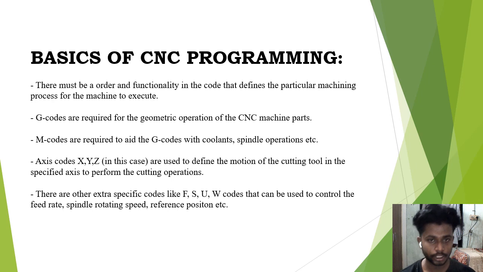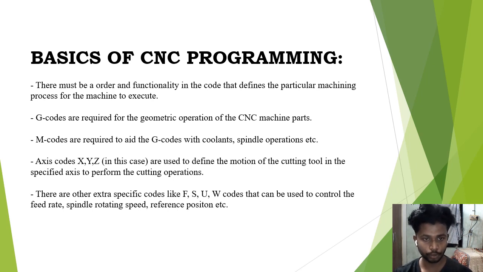Now let us see the basics of CNC programming. There must be order and functionality in the code that defines the particular machining process for the machine to execute. Yes, obviously. When writing a G and M code and incorporating it into the NC unit, there must be order maintained so that the machining process is done without any error or trouble. So the person who is incorporating the codes into the unit must know the order and the function of each and every code. So that has to be followed.